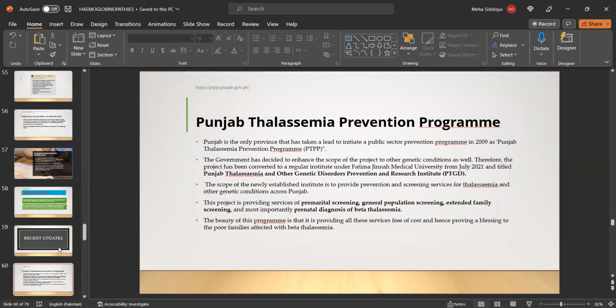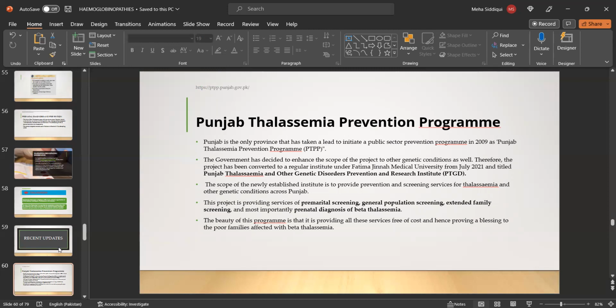Recent updates. Punjab Thalassemia Prevention Program. Punjab was the only province that had taken a lead to initiate a public sector prevention program in 2009. The government has decided to enhance the scope of this project to other genetic conditions as well, and therefore the project has been converted to a regular institute under Fatima Jinnah Medical University from July, and its title is Punjab Thalassemia and Other Genetic Disorder Prevention Research Institute.